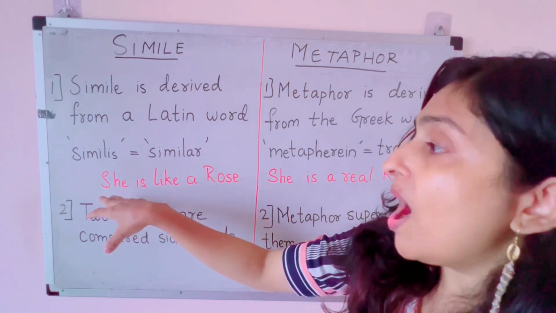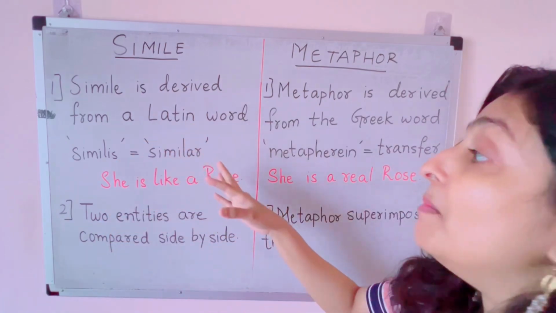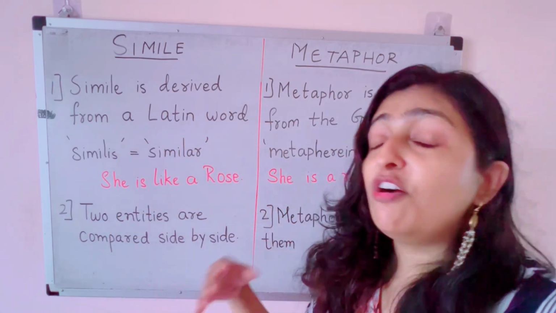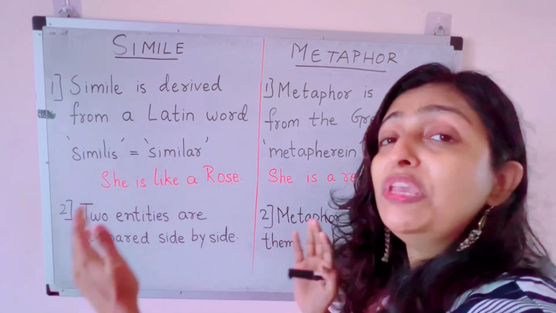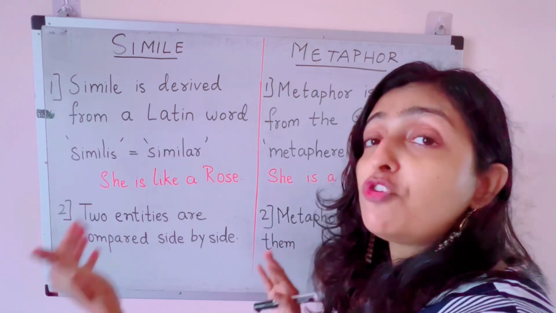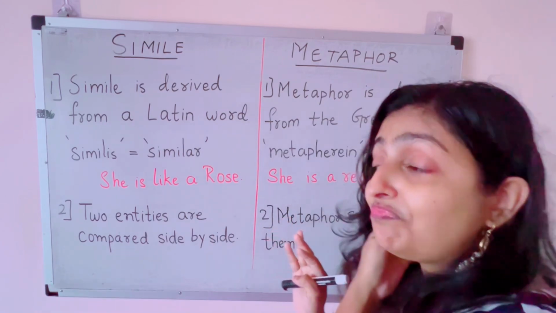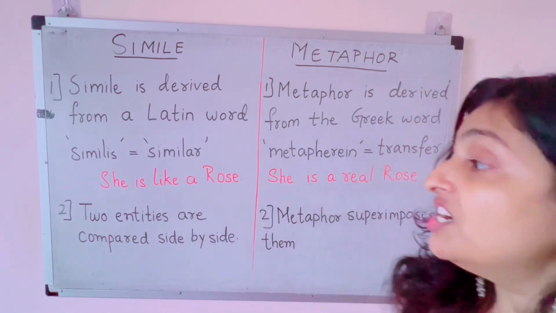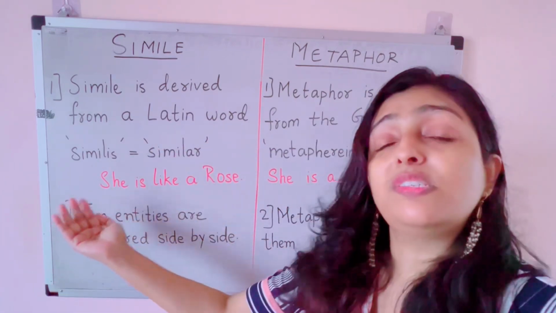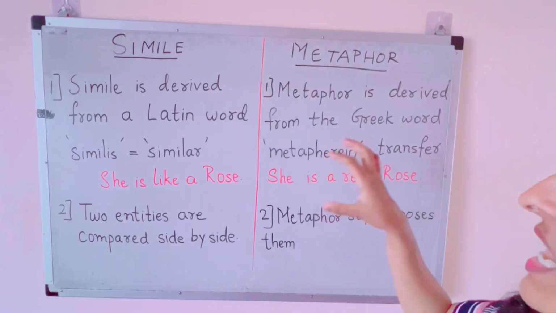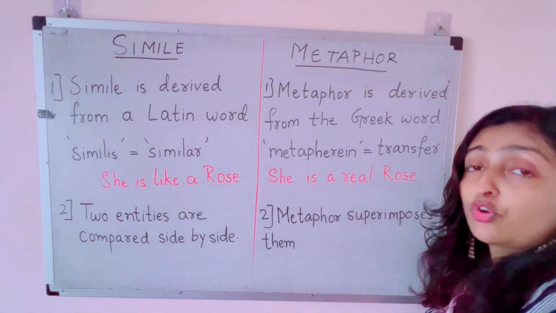So one is an individual, a person, a personality being compared to a rose, a flower. That's an object. So the comparison should be made between two different entities. One is a person and another is a flower. Look at the second point. Two entities are compared side by side. The person is compared with the flower. In metaphor, the example is she is a real rose.